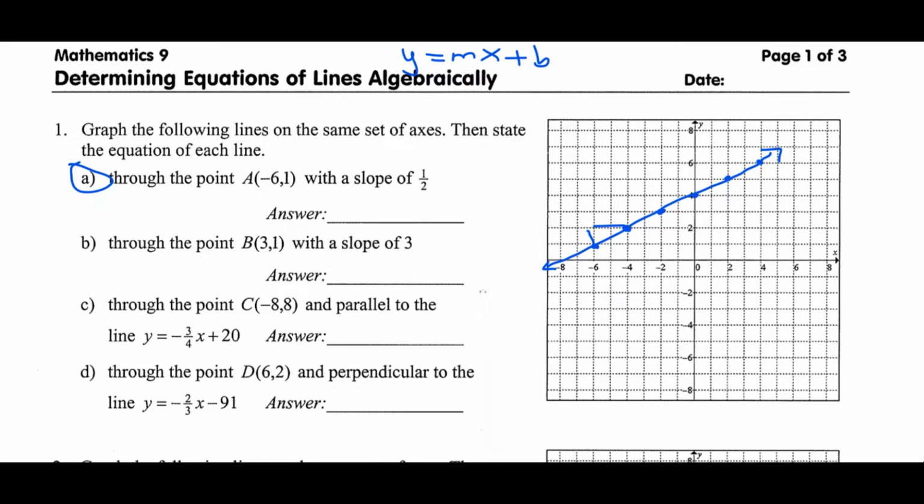Okay, now they gave us a point. They didn't give us the y-intercept, but if I have a graph, I can find the y-intercept. It's right there, right? This is my b. So I can write the equation of this line. y equals, slope is 1/2, so 1/2 x plus 4, okay, because I can see the y-intercept from the graph. What if I didn't have the graph and they just gave me a point and a slope?